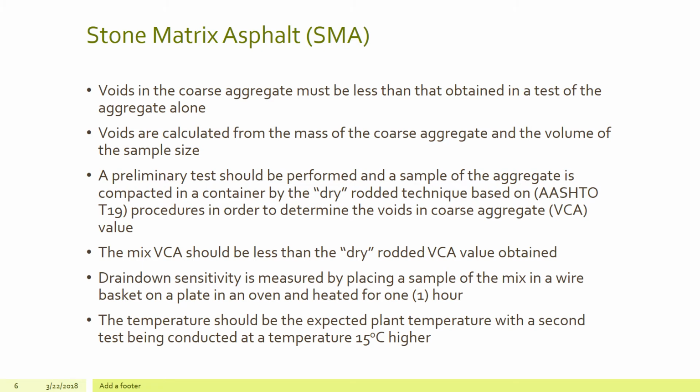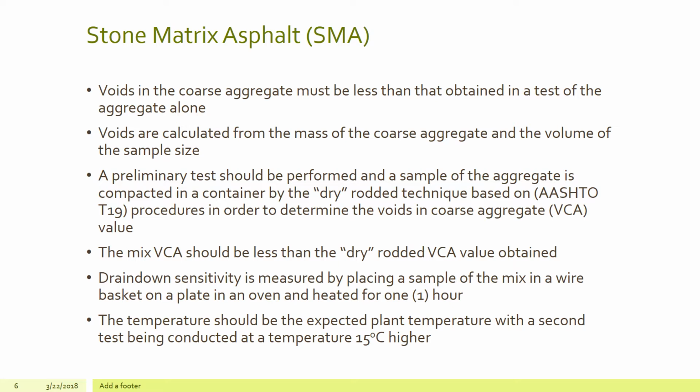Voids in the coarse aggregate must be less than that obtained in a test of the aggregate alone. Voids are calculated from the mass of the coarse aggregate and the volume of the sample size. And again, we've already looked at this earlier in the course, and we looked at how to calculate these void values. A preliminary test should be performed, and a sample of the aggregate is compacted in a container by the dry rodded technique based on AASHTO T19 procedures in order to determine the voids in the coarse aggregate, or the VCA value. The mixed VCA should be less than the dry rodded VCA value obtained.